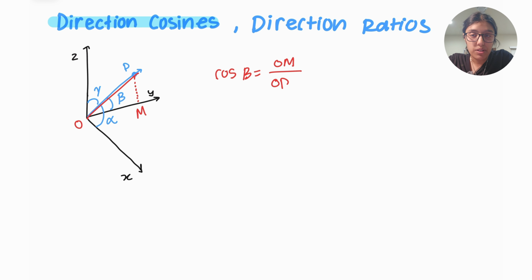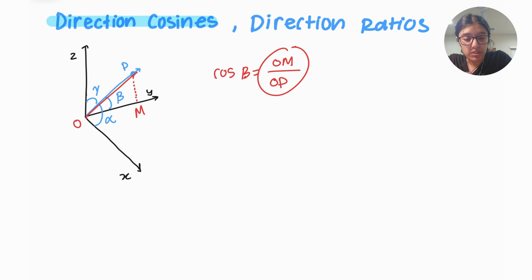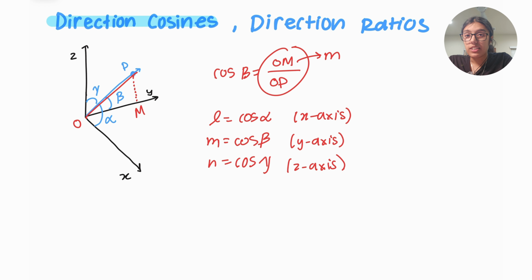Whenever we're dealing with direction cosines, this is just going to be a constant, so I'm going to replace this with M. So M is equal to cos beta. Similarly, we can do that for cos alpha and cos gamma. Using the same method of dropping a perpendicular and finding cos, we get these equations, and all of these equations are basically direction cosines.